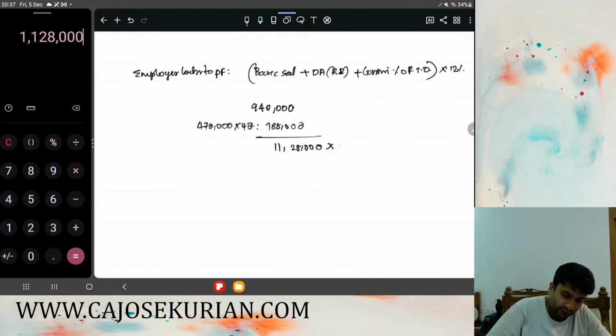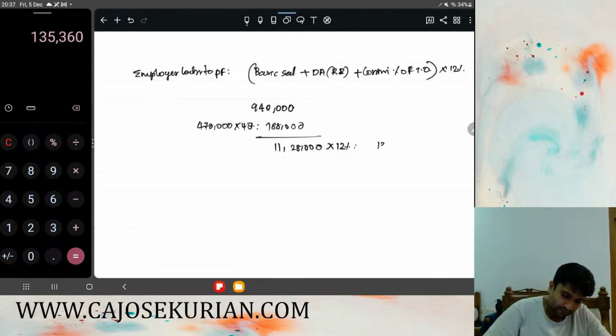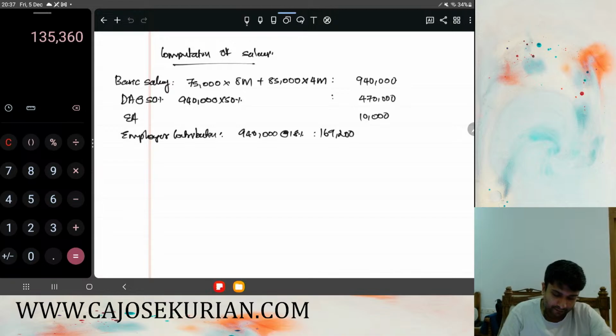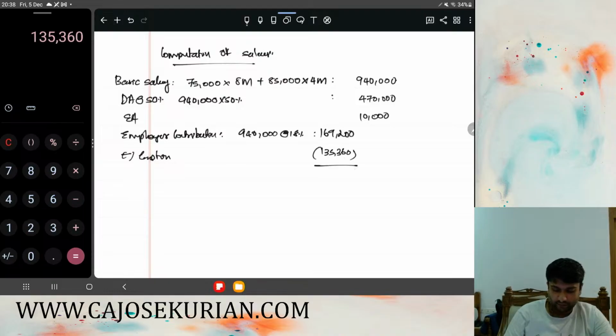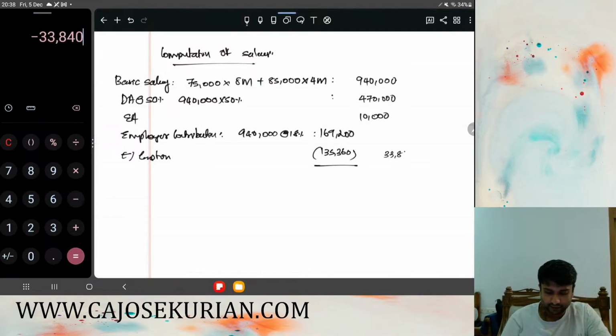11,28,000 into 12% is how much? Into 12% will be 1,35,360. So that 1,35,360 is the exemption. So we can write exemption 1,35,360. And how much is the balance amount, friends? That also we will do. Minus 1,69,200 is 33,840. Shall be the taxable component.